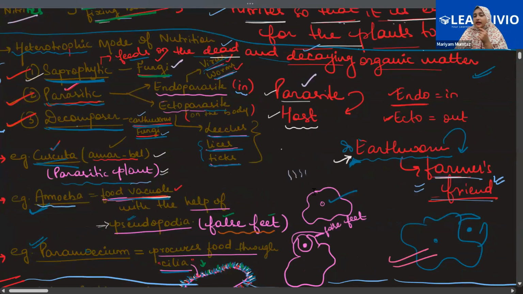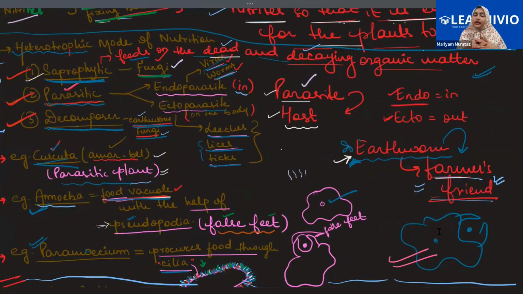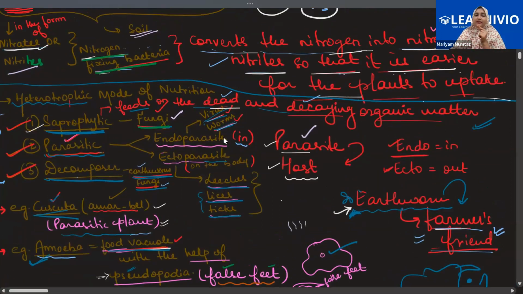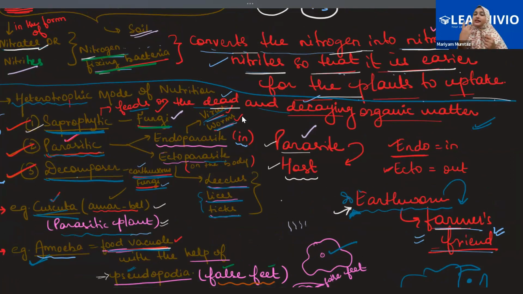When we talk about endo and ecto, these are in terms of position. So, endo means inside, ecto means outside. So, all those parasites that are present inside the body of the host, we call them endoparasites. And all those parasites that are present outside the body of the host, we call them ectoparasites. Now, talking about the examples of the endoparasites, we have viruses, we have worms. They are present inside the body. They are not present outside.